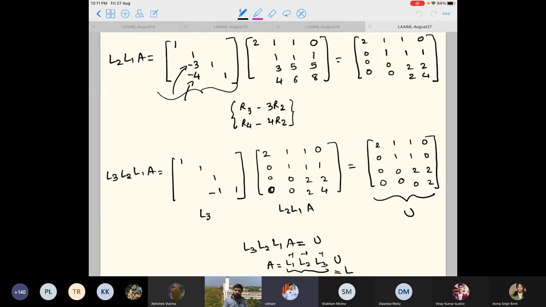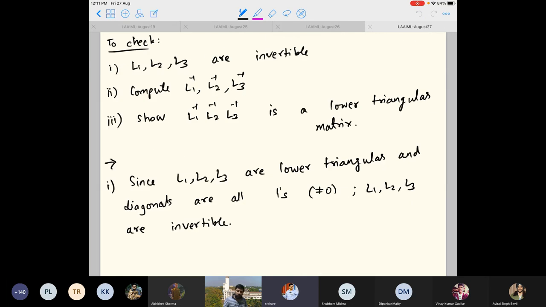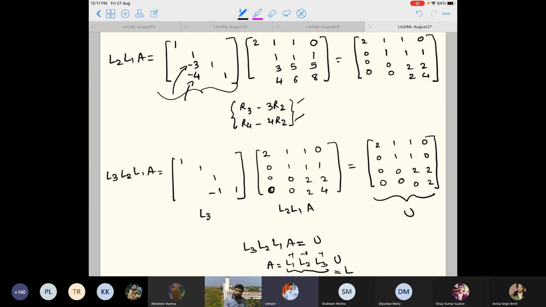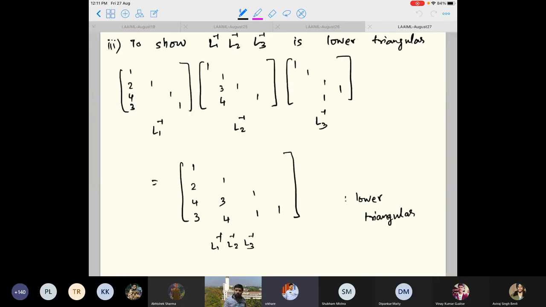In the second go, what are the multipliers? You are doing these two row operations, R3 -3 R1, R4 -4 R2. By doing these two, you got multipliers -3 and -4. And the third time you got the multiplier -1, right? So you got the multiplier -1 in the third time. And these are the multipliers that you actually got. You just put the negatives of those multipliers and that gives you the lower triangular matrix.